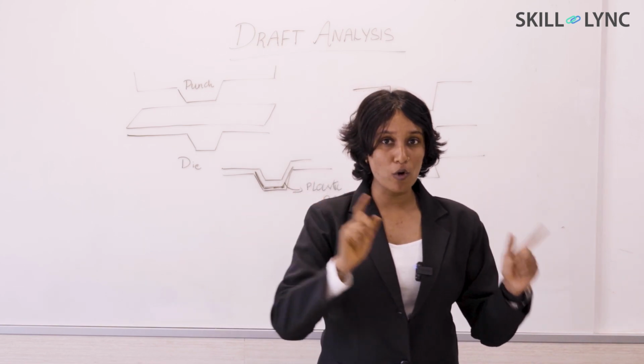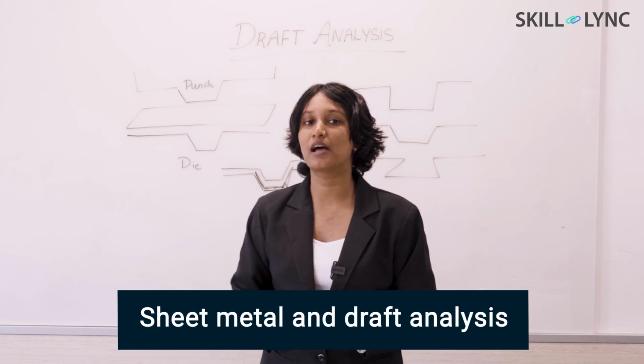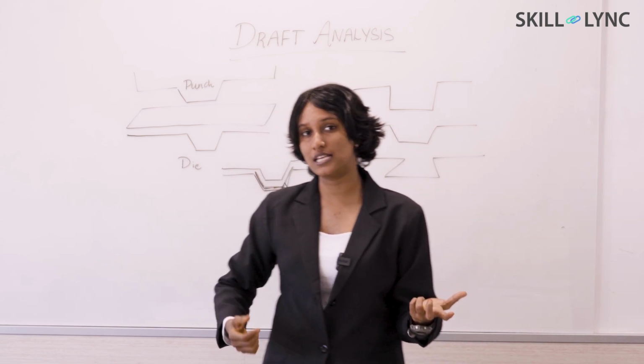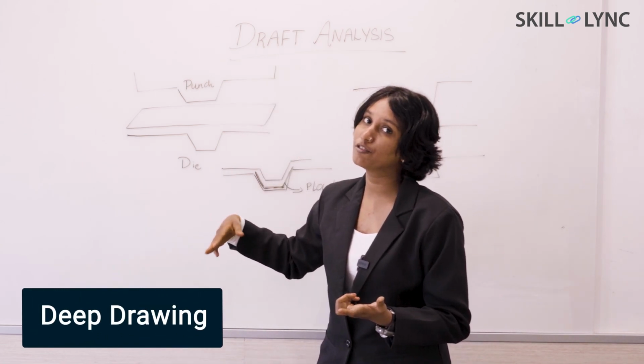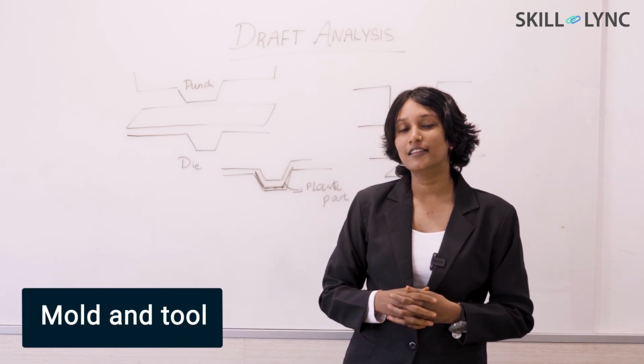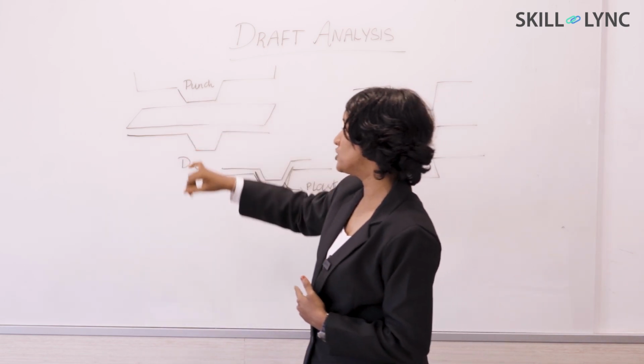So our focus is going to be mainly into the sheet metal and the plastic part, automotive sheet metal and the automotive plastic. Here the major manufacturing operation which we use is deep drawing for sheet metal. We'll be using mold and tool for the plastic part. Then let us take the sheet metal. This is called the punch and this is the die.